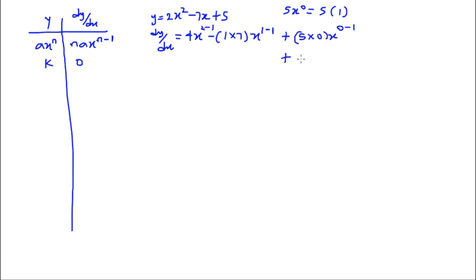So I'll have the first one as 4x raised to power 2 minus 1, which is 1. Then I should have minus 7 times 1 is 7, x to power 0, anything raised to power 0 is 1. So I have 4x minus 7 into 1 plus 0, which is the same thing as 4x minus 7. So anytime I have a function, I just need to multiply the old power by that particular function, and then subtract 1 from the old power to give us a new power.